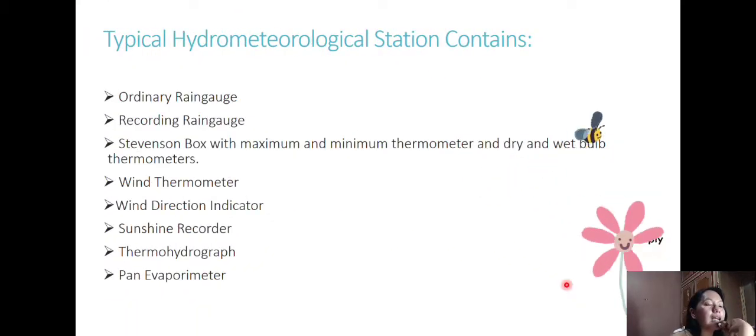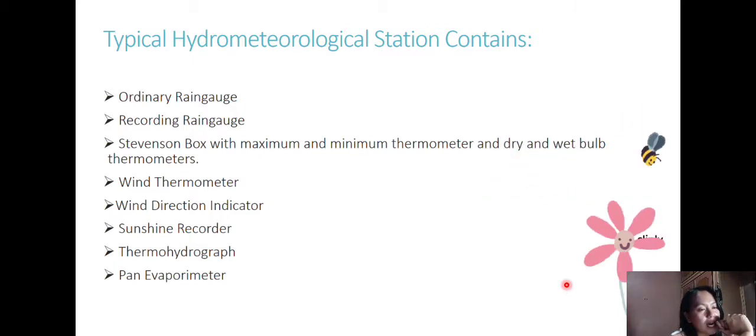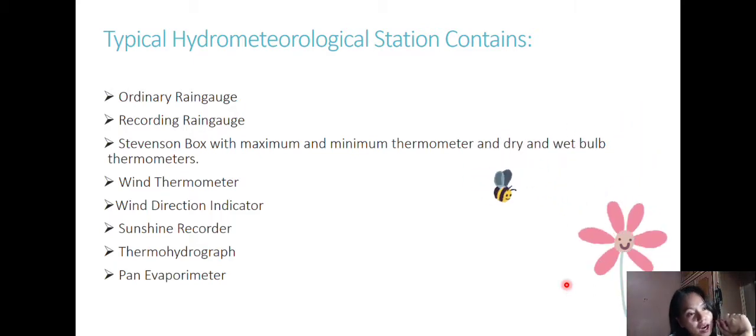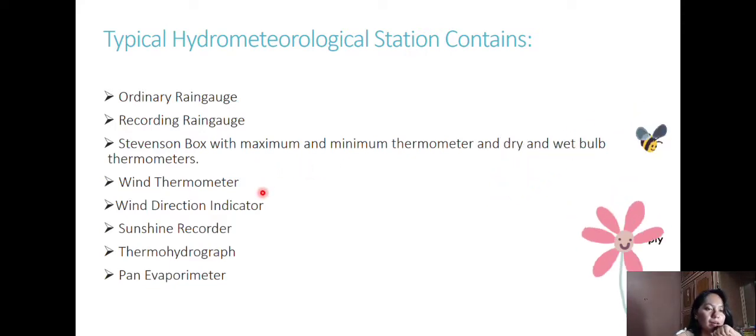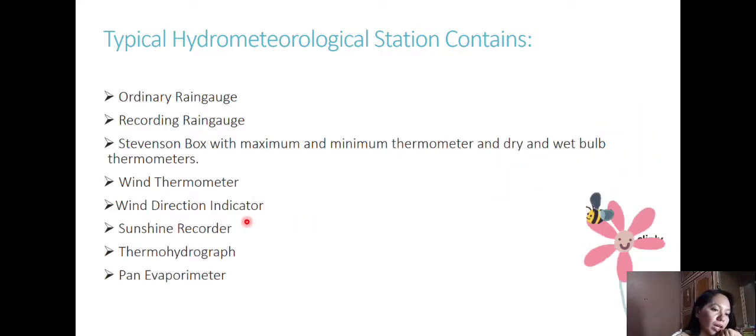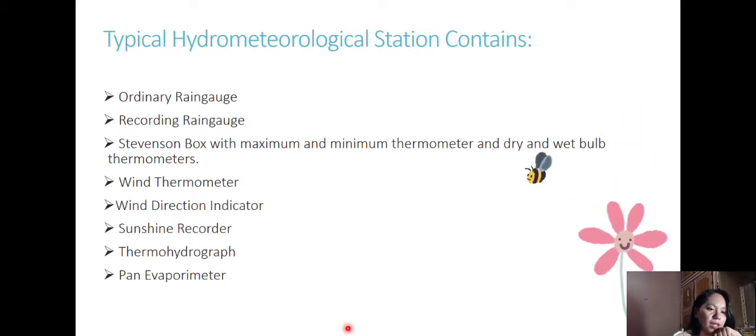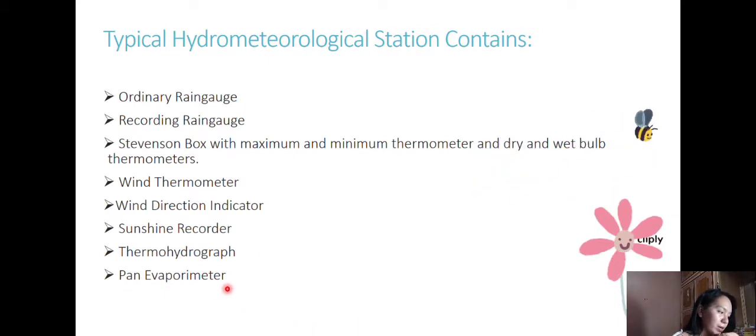A typical hydrometeorological station contains an ordinary rain gauge, a recording rain gauge, a Stevenson box with maximum and minimum thermometers, dry and wet bulb thermometers, a wind thermometer, a wind direction indicator, a sunshine recorder, a thermohydrograph, and lastly, again, especially the pan evaporimeter.